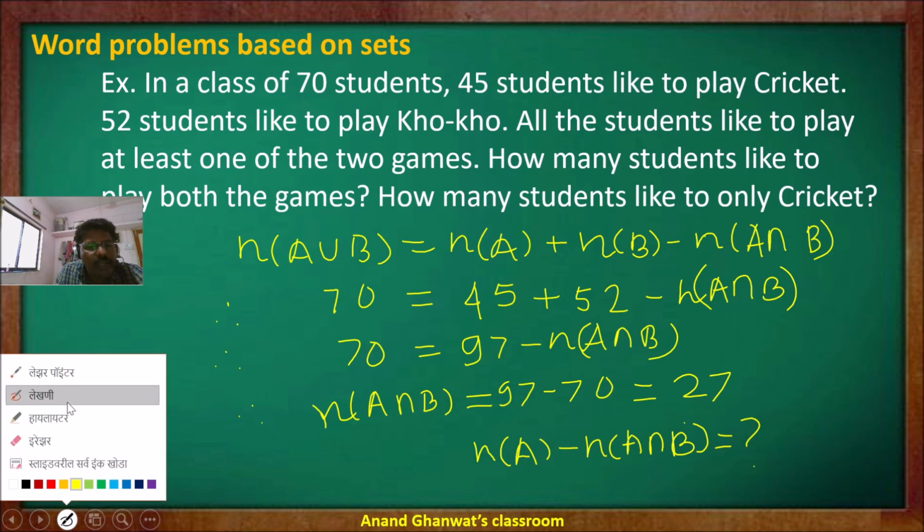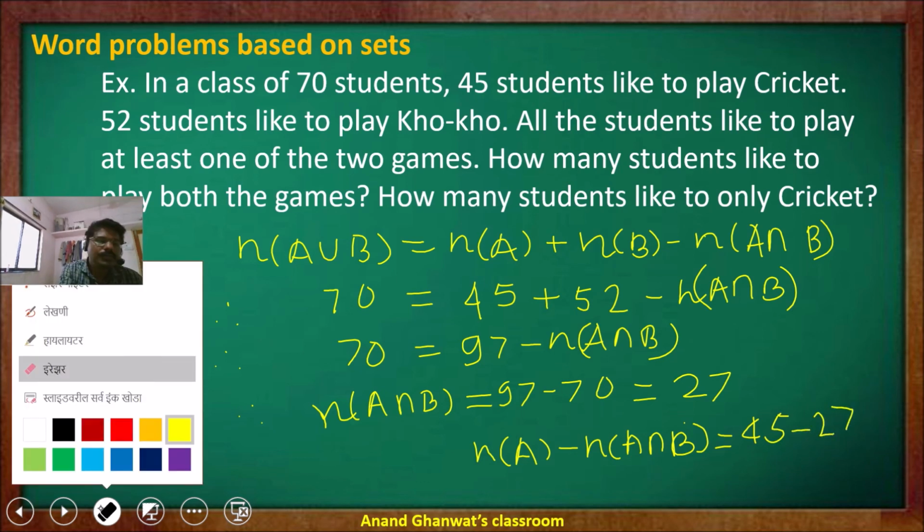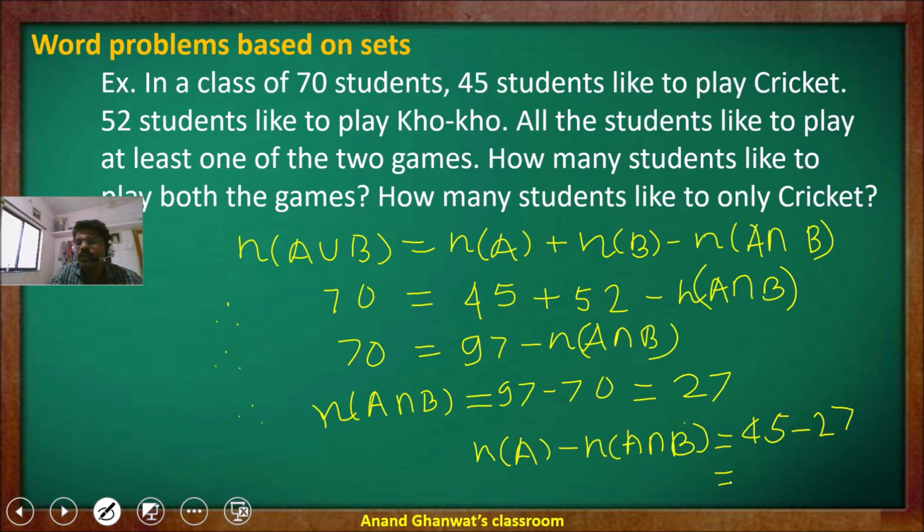For that we have to find n of A minus n of A intersection B. So n of A is given here as 45, minus n of A intersection B, which is 27. It is equal to 18. So the number of students who are playing only cricket is 18.